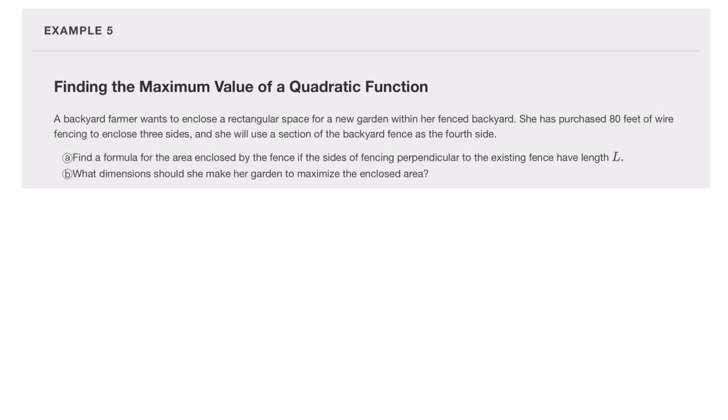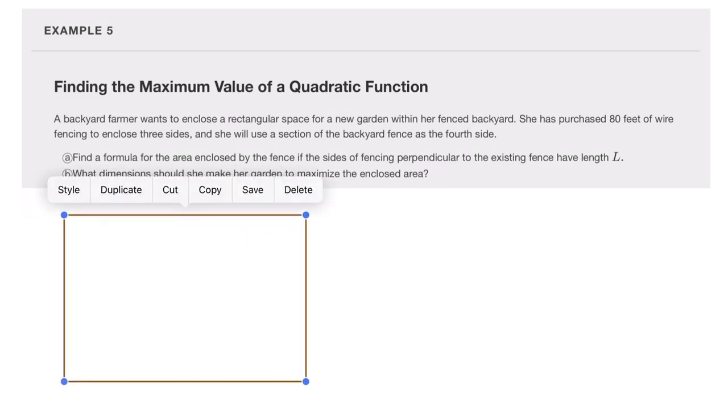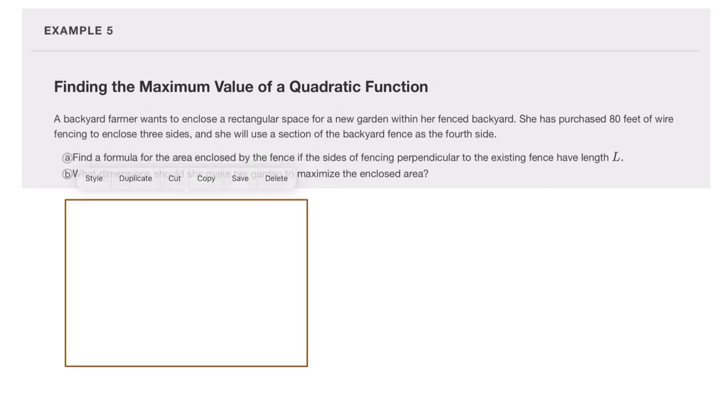So we'll do the barnyard fencing in brown. And her fencing, so she's going to use part of that fence, the existing fence, and then she's making a rectangle. So I guess I can just go like this.